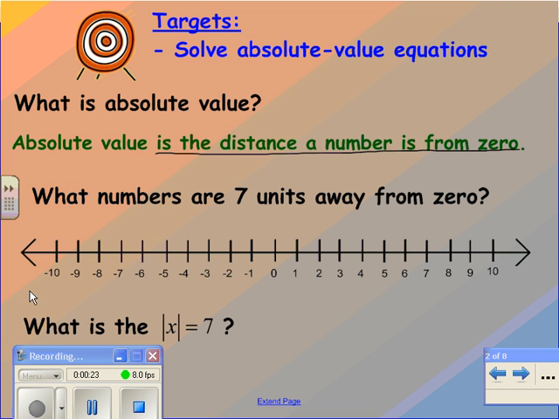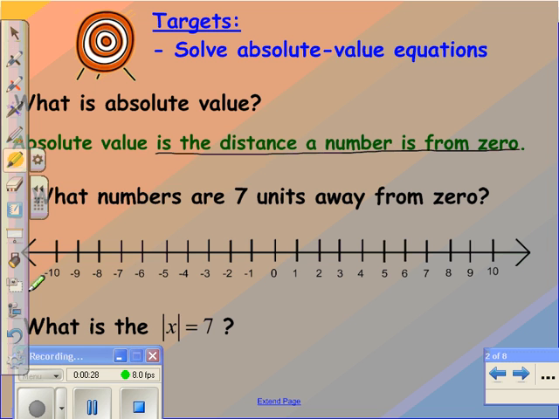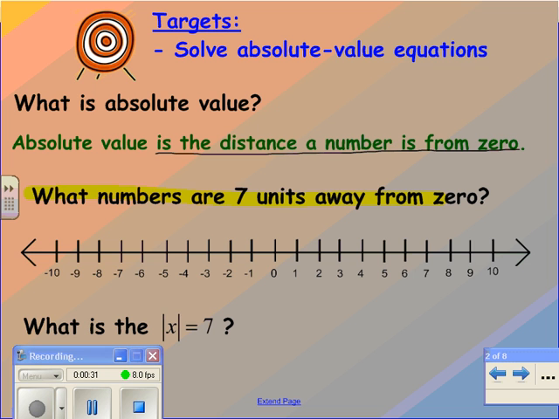So in other words, if I pick, what numbers are 7 units away from 0? So if I put a dot at -7, and then over here at 7, I'm talking about both -7 and 7. If I look, they are 7 units away from 0. So my distance from here to here is 7, and my distance from here to here is 7.